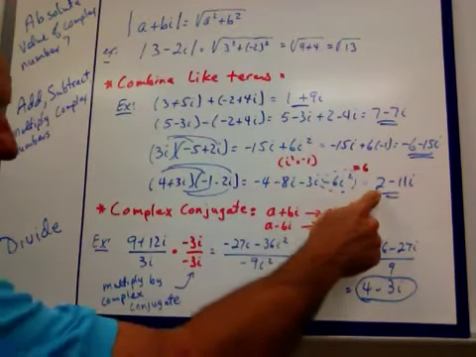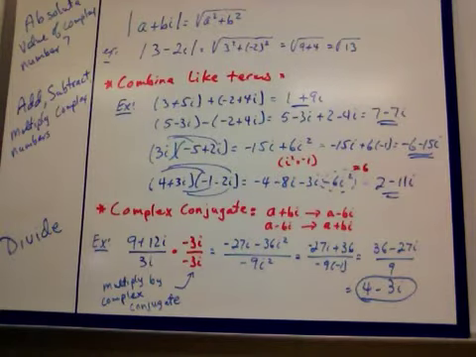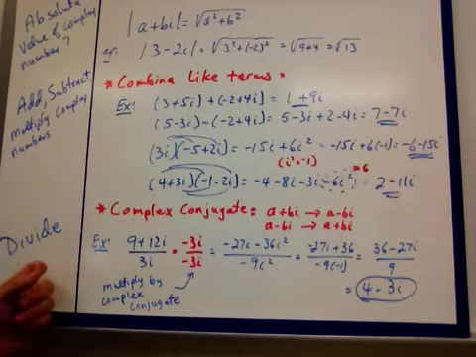So -4 plus 6 is 2. -8 minus 3 is -11i. Okay? Just like we would do if it was an x. Nothing new there. Division, that's a different story.